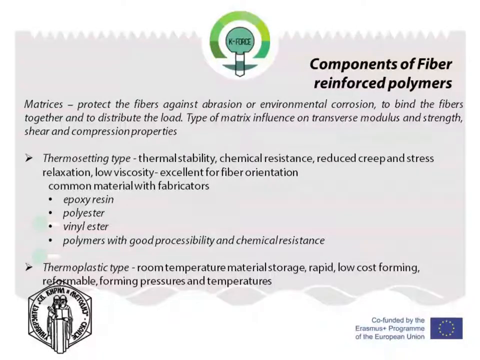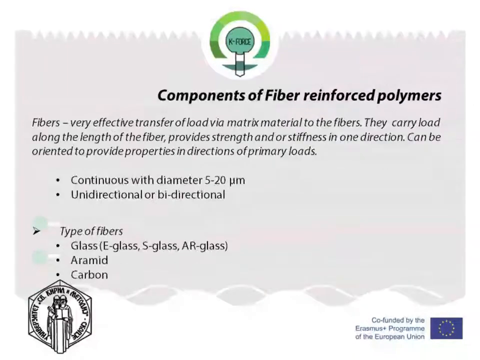The matrices for a structural composite material can either be of thermosetting type or thermoplastic type. Epoxy resins, polyester, and vinyl ester are the most common matrix materials. They are thermosetting polymers with good processability and chemical resistance. Epoxies have in general better mechanical properties than polyester and vinyl ester and outstanding durability, whereas polyester and vinyl esters are cheaper. A high fiber aspect ratio permits very effective transfer of load via matrix materials to the fibers.